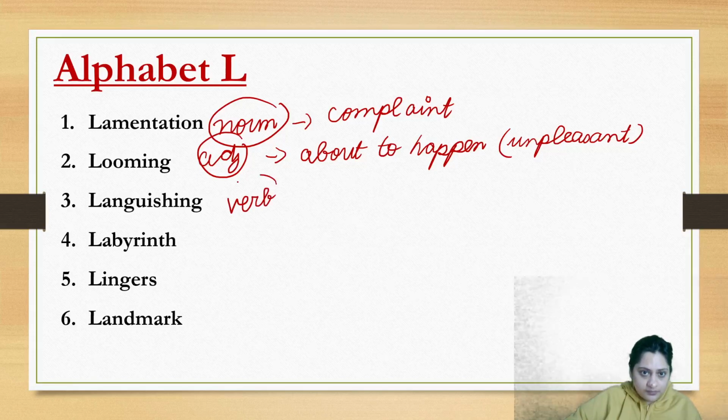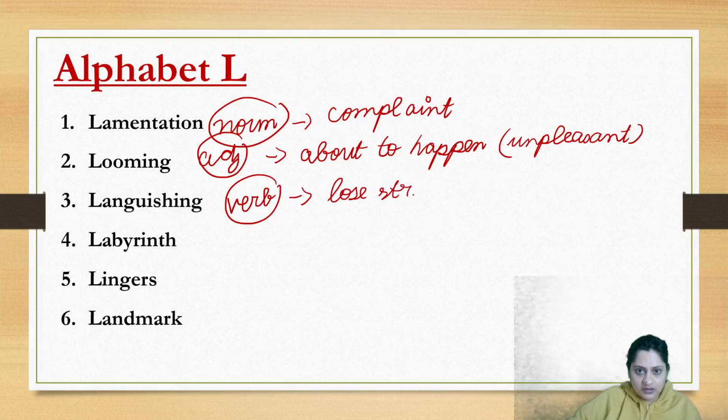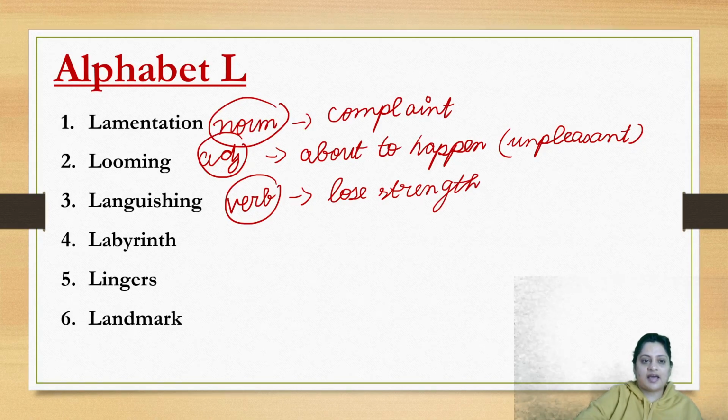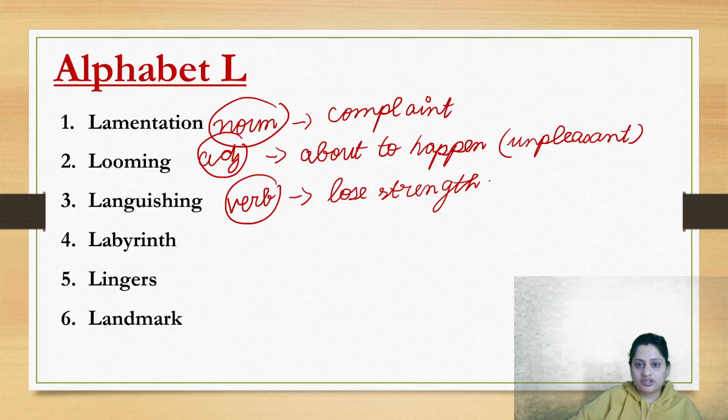Languishing is a verb meaning lose strength, lose your energy. Okay, basically kamzor hona, enervate something, languish, enervate, losing strength or losing your energy, becoming weaker.